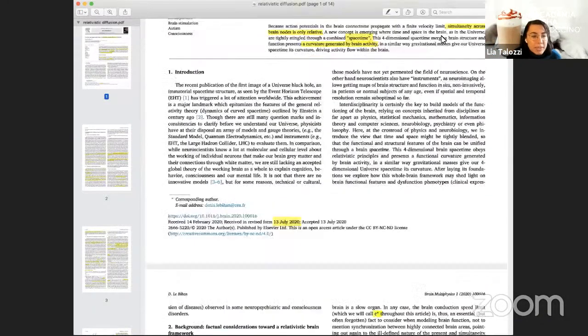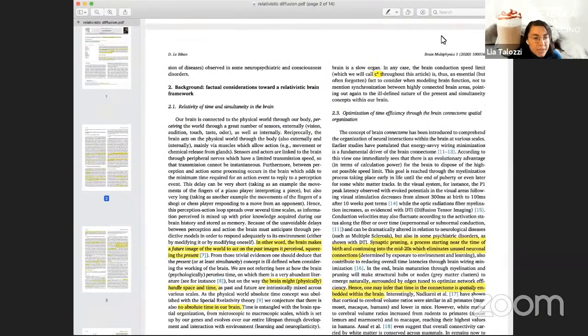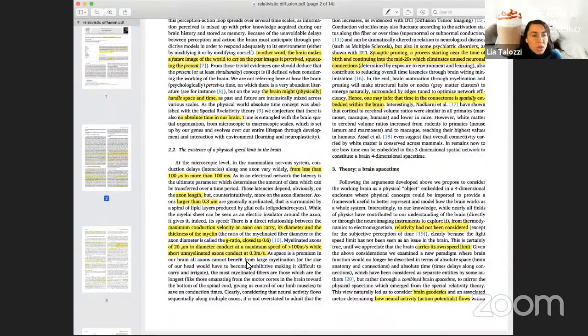For example, here he reports that for a short unmyelinated axon it is 0.3 meters per second, or it can go up to 100 meters per second. And so there is a velocity, and if there is a velocity, we can see these events from a different perspective.